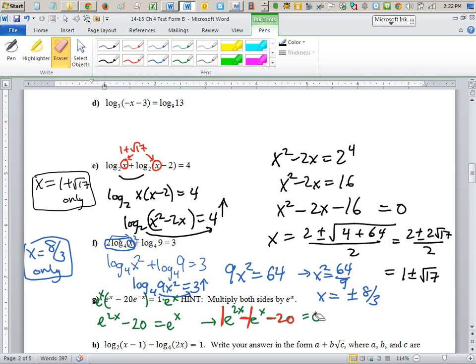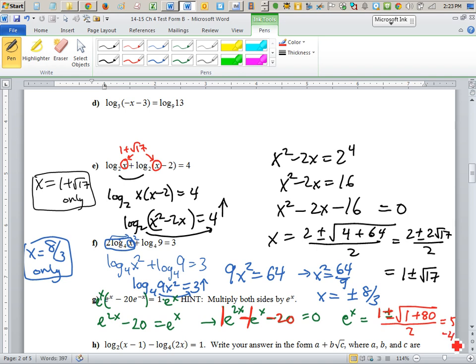Alright, so you would just basically do not x equals, but e to the x equals negative b, so that's going to be 1, plus or minus square root of b squared minus 4ac, that's going to be plus 80, all over 2a. So this is awkward at first, but it's actually working out pretty well. We've got 1 plus square root of 81, which is 10, over 2, which is 5, and 1 minus square root of 81, which is negative 8 over 2.